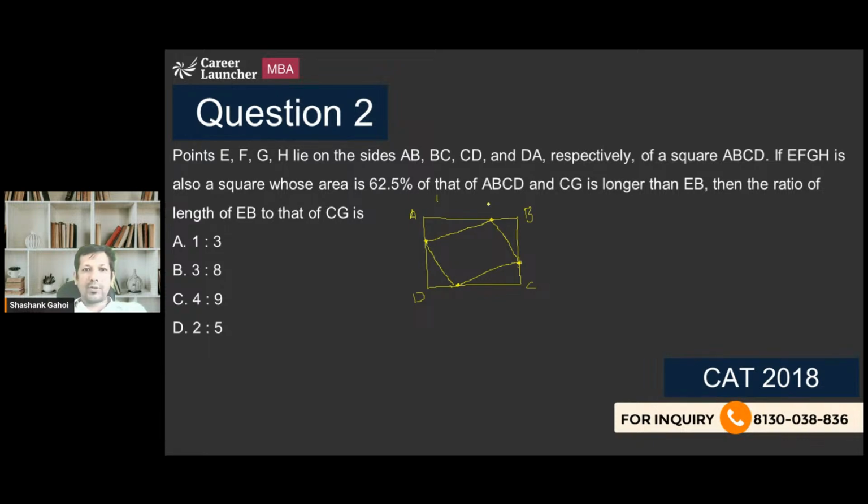So E lies on AB. So this is E, F, G, and H. So in geometry, try to draw the figure as good as possible. Now, what does it say?